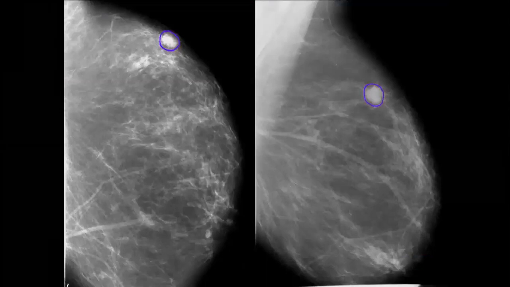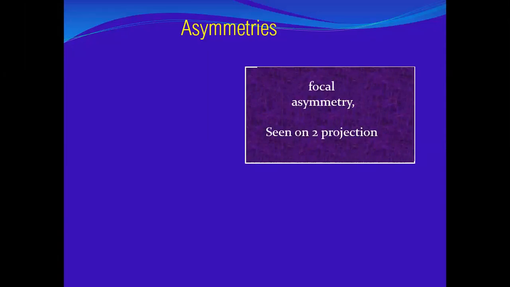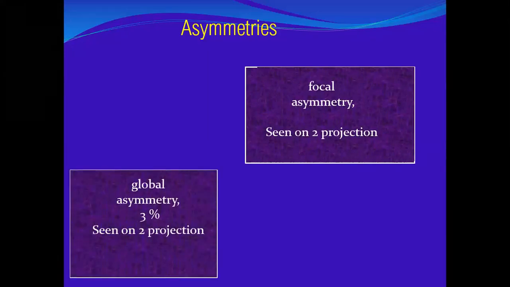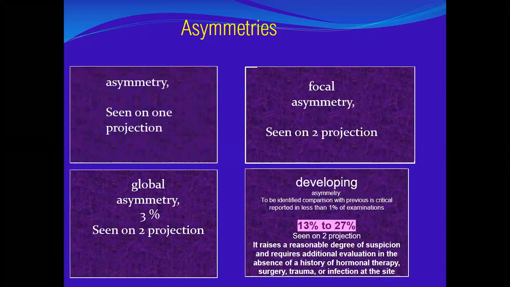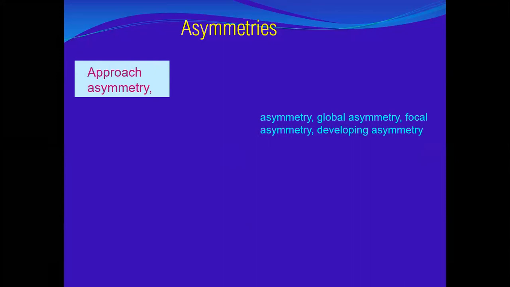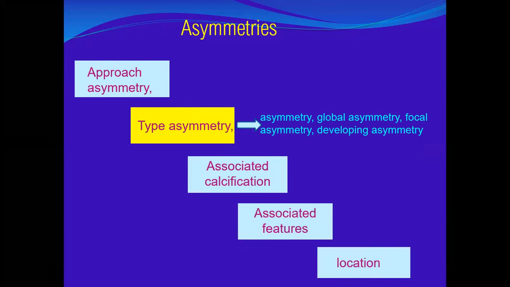That is the mass you see in two projections, the lesions, I mean. And this is on ultrasound. It was an irregular, rounded, indistinct mass, and it was invasive carcinoma. To remind you again: focal asymmetry is seen in two projections, global asymmetry in two projections, developing asymmetry. Remember, moderate suspicion requires further evaluation, and asymmetry seen on one projection only. So the approach: type of asymmetry, associated calcification, associated features and location.